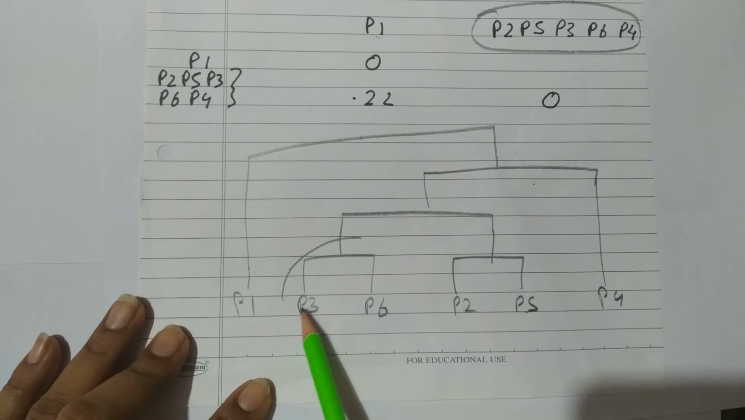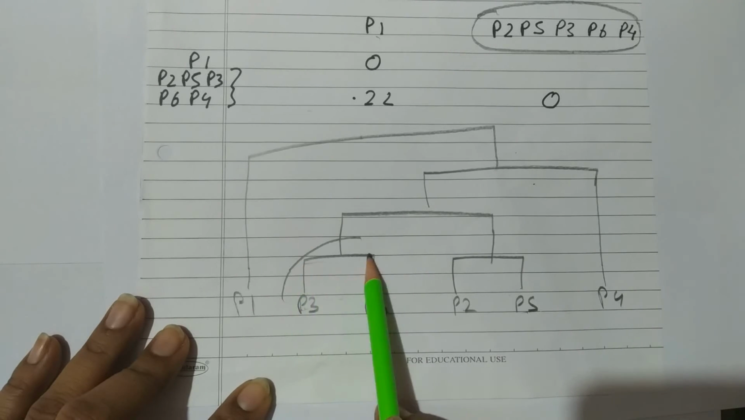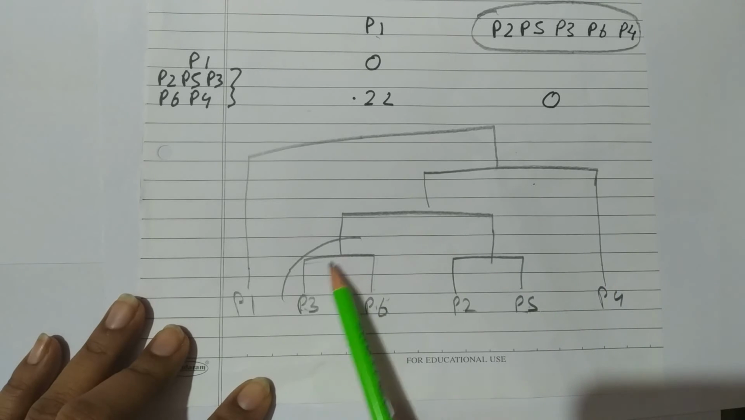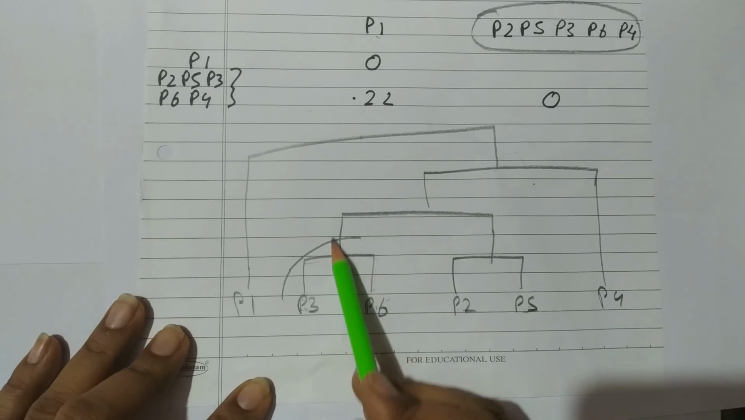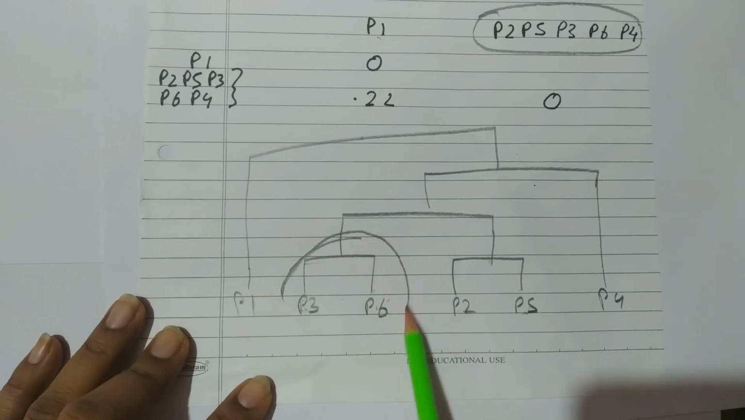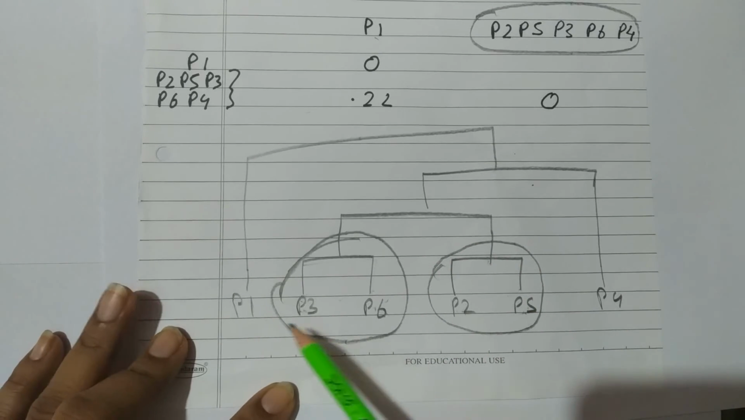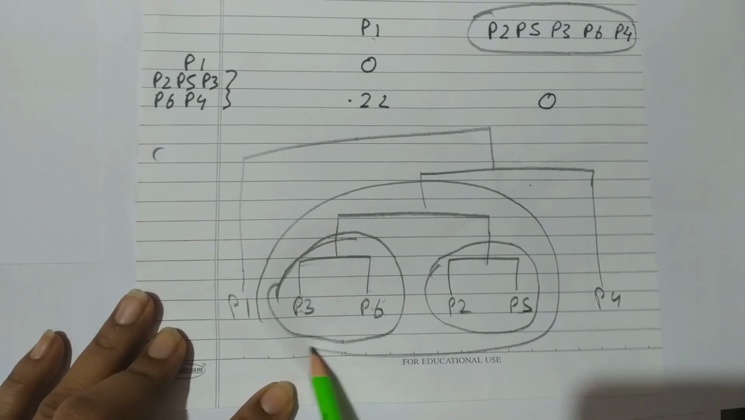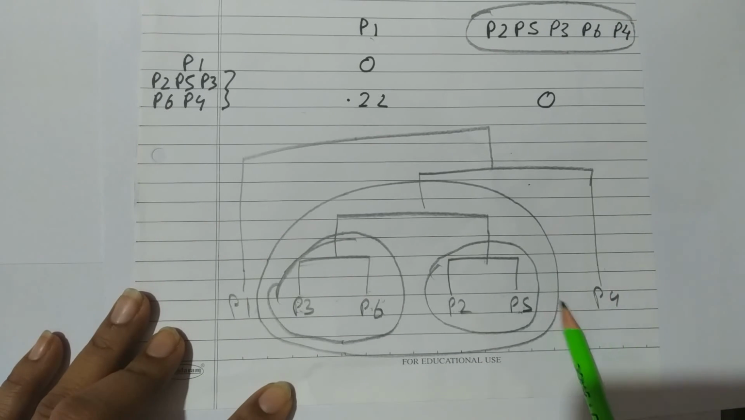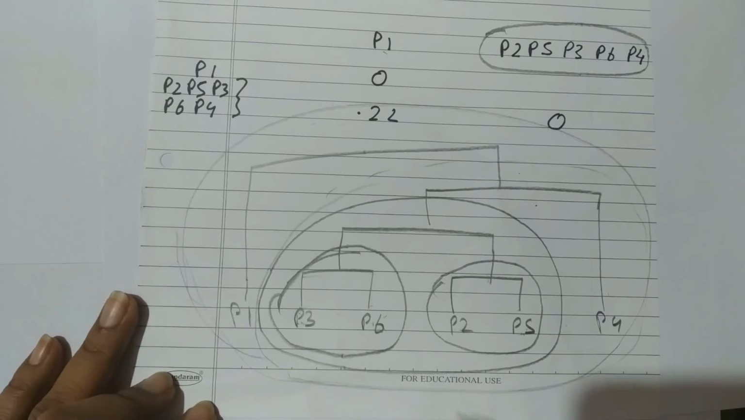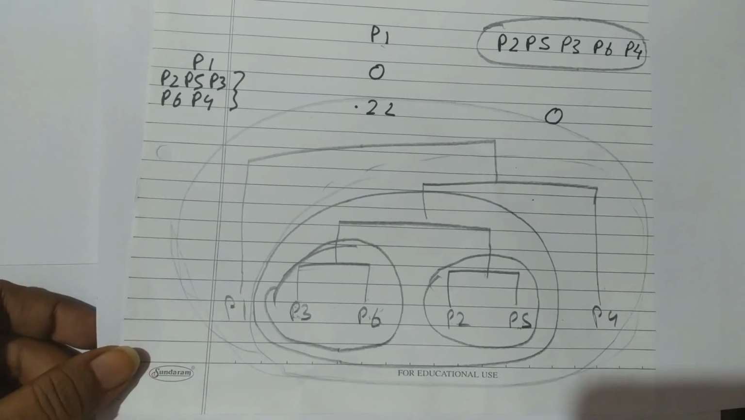So I repeat. First P3 and P6 were merged in the dendrogram to form one cluster. Then P2 and P5 were merged to form a cluster. Then both of these clusters were merged to make one cluster. Then P4 was merged with these points. And then finally P1 was merged to make one big cluster. So this is how HAC works.